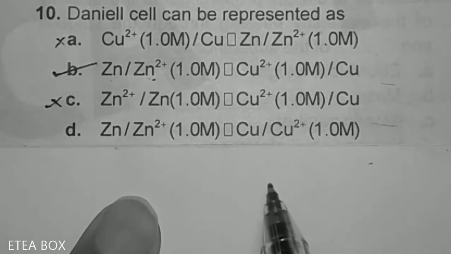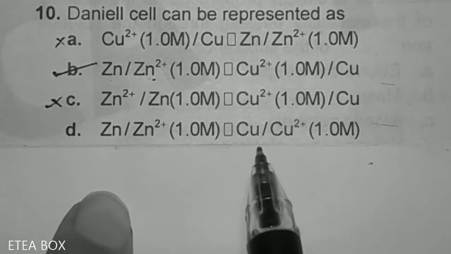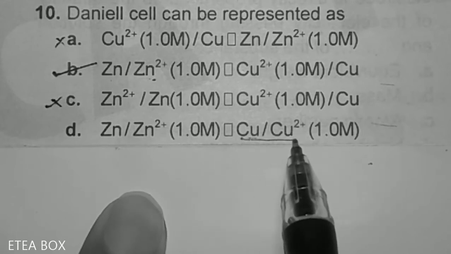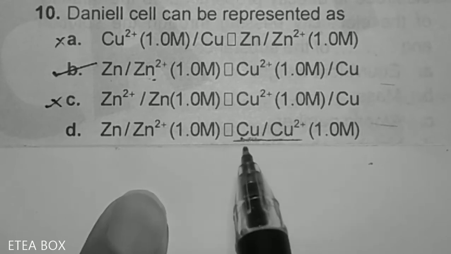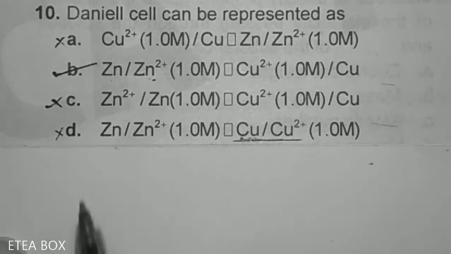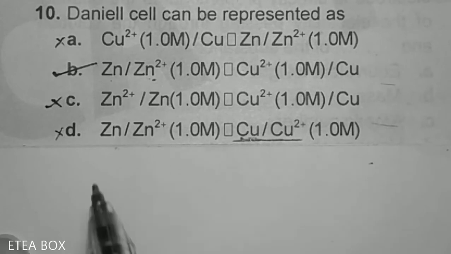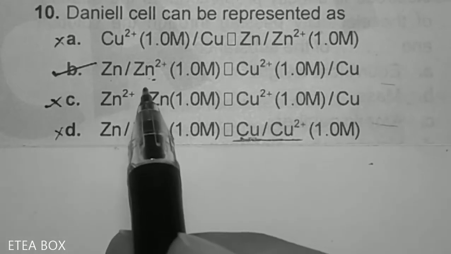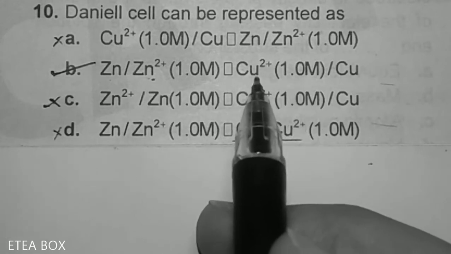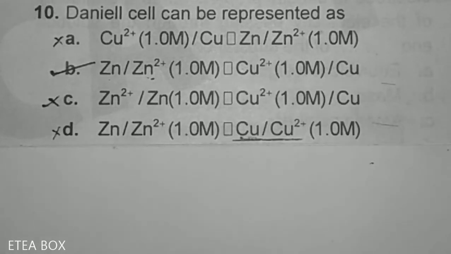Okay, now look at here, option D, copper loses electron. This one is incorrect, because at cathode the gain of electron occurs, not the loss. Here option B is correct, because zinc acts as anode and anode loses electron, copper acts as cathode and cathode gains electron. So option B is correct.